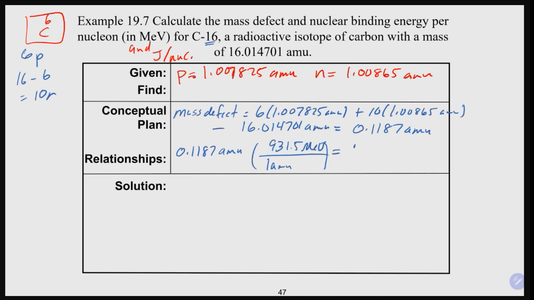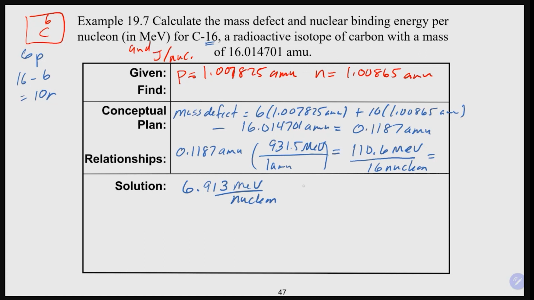That's going to give me about 110.6 mega electron volts, which at this point I can divide by the nucleon, which is really our mass number, 16 in this case. And that would get us to basically 6.913, we'll call it, mega electron volts per nucleon. First off, any questions on that calculation there?